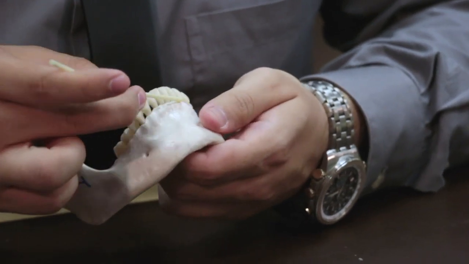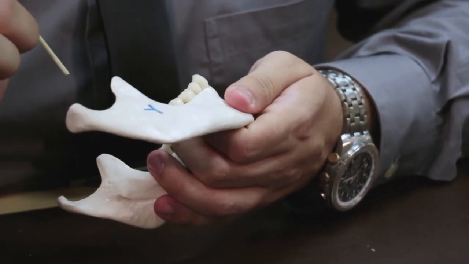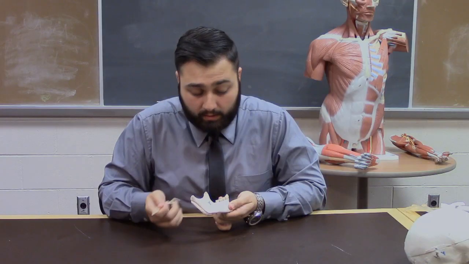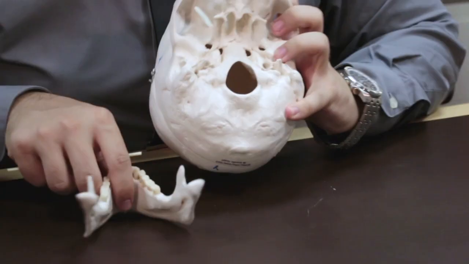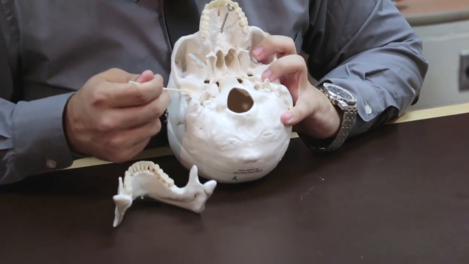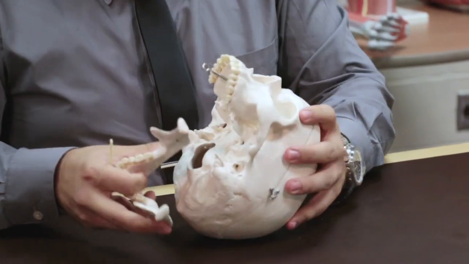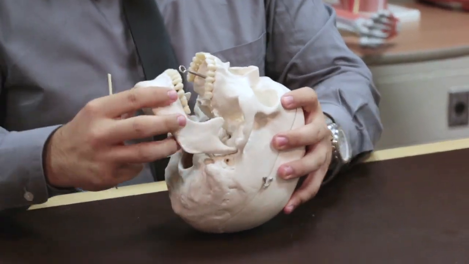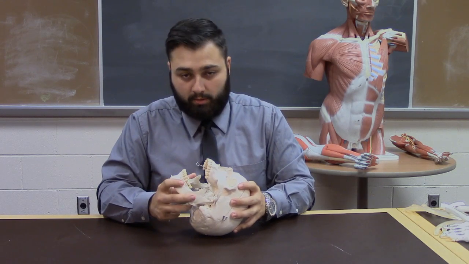Okay? Again, the alveolar margin. Here you have the ramus of the mandible. Mandibular condyles. Again, mandibular condyles of the mandible articulate with the mandibular fossa of the skull. So that's how it would go. Okay? Mandibular fossa with the mandibular condyles.